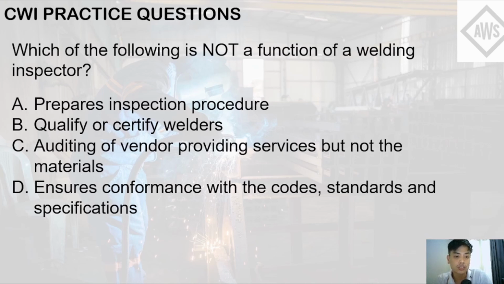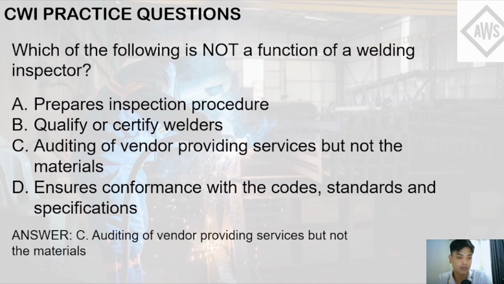So letter D, ensures conformance with the codes and standards and specifications. This is part of the basic function of a welding inspector. He needs to ensure that the weld quality, the base metals, and other aspects of the welding activity are in conformance with the codes, standards, and applicable specifications. So the answer here is letter C. The welding inspector needs to also check the material specification that will be used in welding. Basically the base metal, not just the filler metals and the weld quality itself. It needs to be a holistic approach.